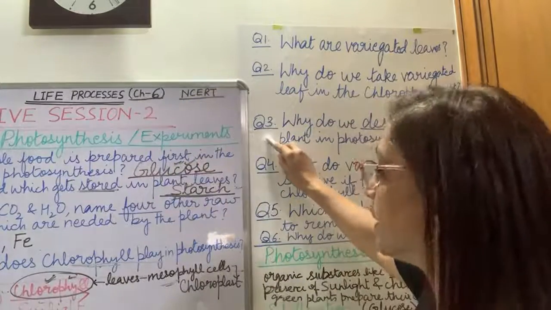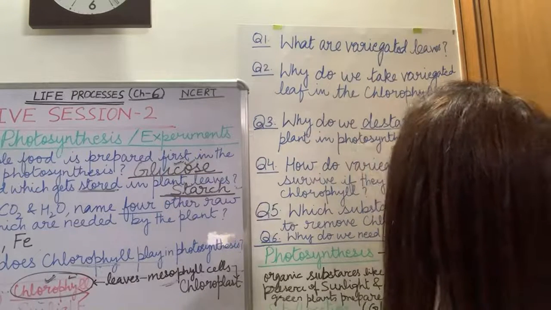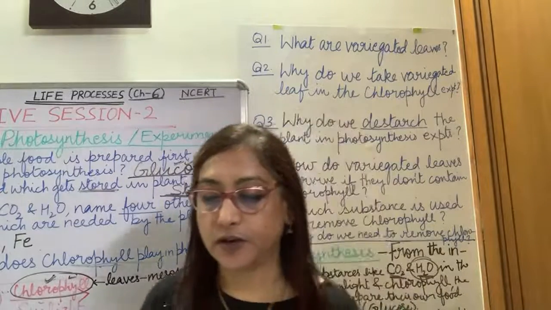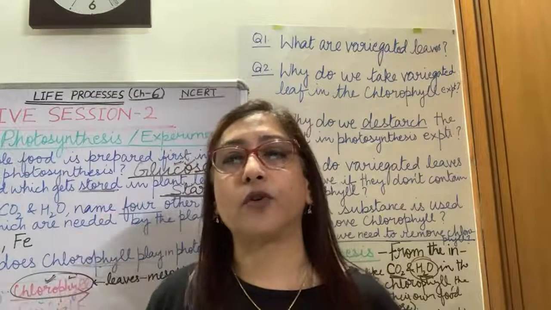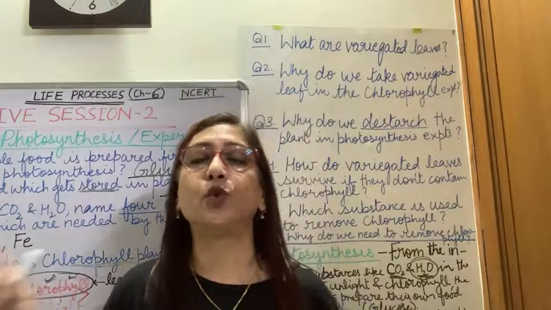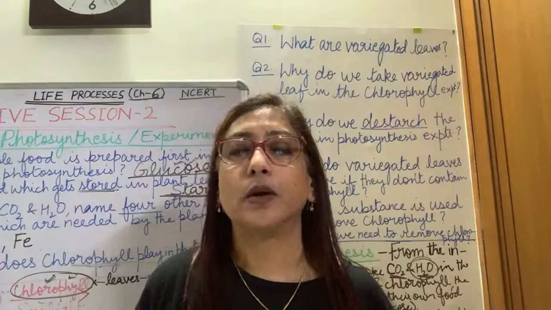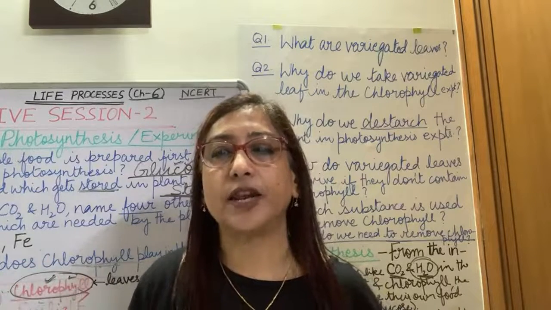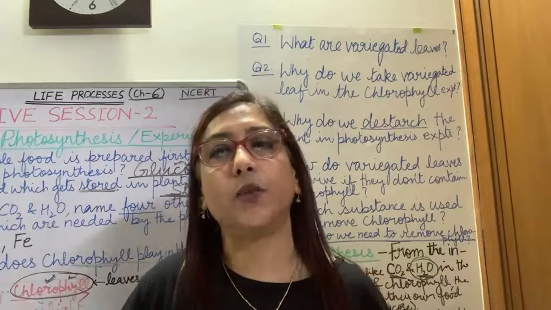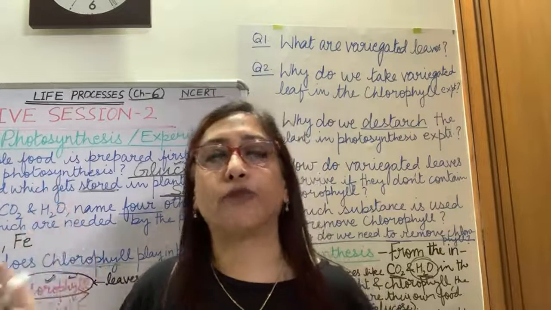Now the third question. Why do we de-starch the plant in photosynthesis experiments? Children, you know, in all the three photosynthesis experiments, we had de-starched the plant. Why did we do so? Why could not we take the plant as such? Because as such also, the plant was having starch in it, and in the experiments also, first we had de-starched, and then again we had allowed the plant to stand in the sun and go through the photosynthetic process.